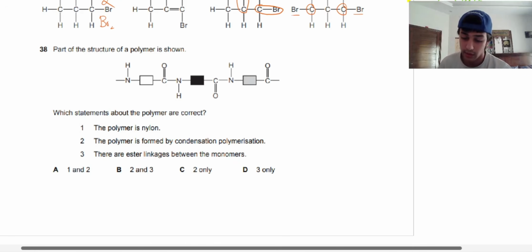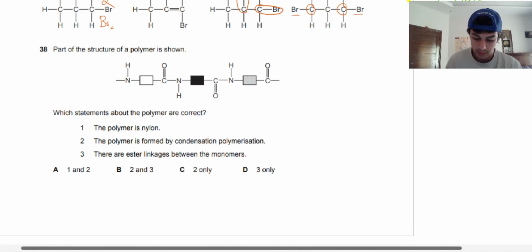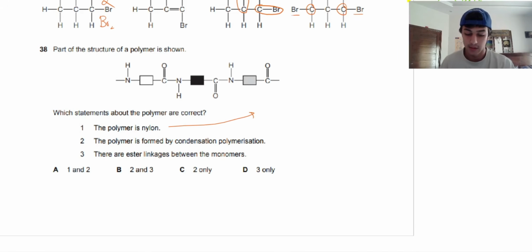Next up, we have question 38. A part of the structure of the polymer is shown. So which statements about the polymer are correct? Over here, we have 3 options. The polymer is nylon. The polymer is formed by condensation and there are ester linkages. Let's go over each option. Nylon essentially consists of a dicarboxylic acid and a diamine. So that would look something like this. You would have COOH groups on both ends for the dicarboxylic acid, and you would have NH2 groups on either end for the diamine.